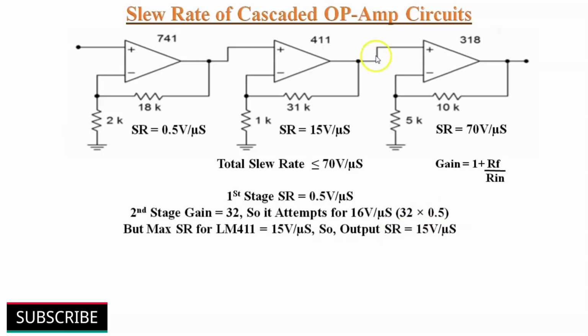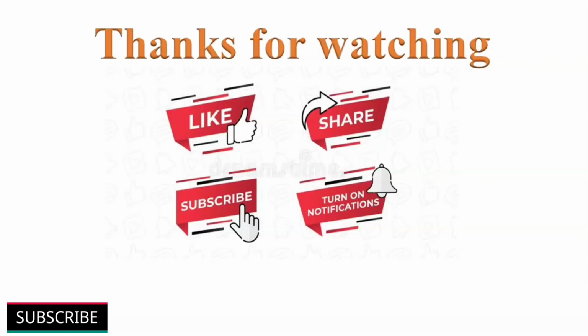This signal is applied to stage 3. Stage 3 has a gain of 3. So 318 triples its input slew rate, that is 15 into 3, 45 volt per microsecond. Because 318 slew rate is 70 volt per microsecond, 45 volt per microsecond becomes the slew rate of this multi-stage op-amp circuit. This is how we can calculate multi-stage op-amp circuit slew rate. That's all about cascaded op-amp circuits.